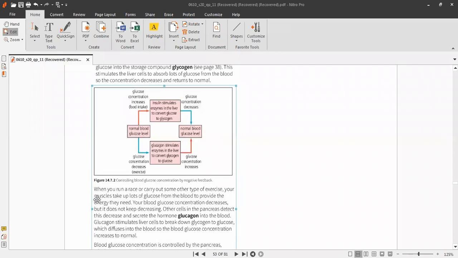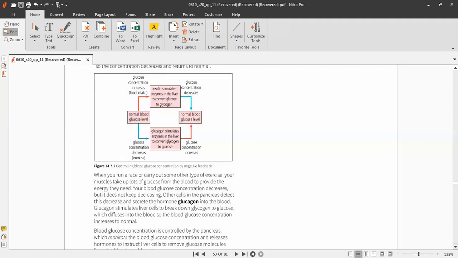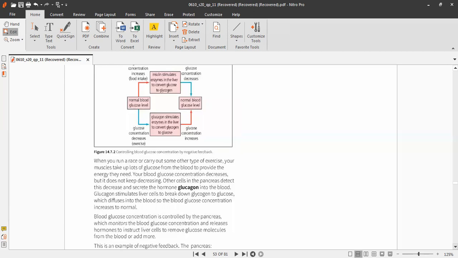But when you run a race or carry out some other type of exercise, your muscles take up lots of glucose from the blood to provide the energy they need. Your blood glucose concentration decreases, but it doesn't keep decreasing. Other cells in the pancreas detect this decrease and secrete another hormone, glucagon, into the blood. Glucagon stimulates liver cells to break down glycogen to glucose, which diffuses into the blood, so the blood glucose concentration increases to normal.